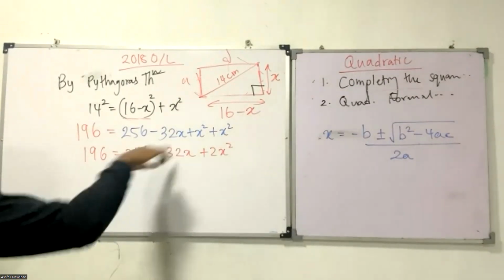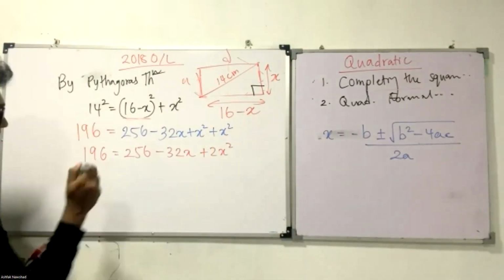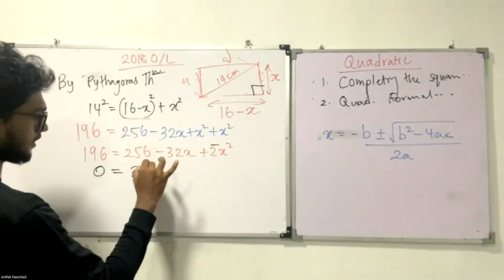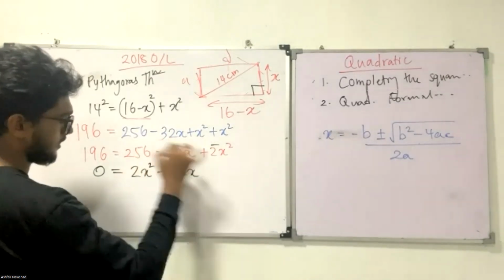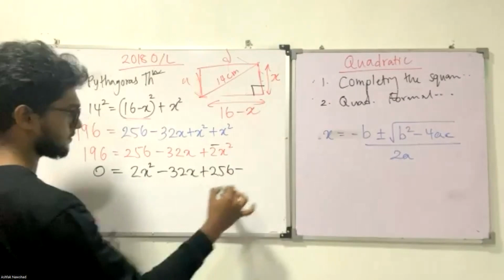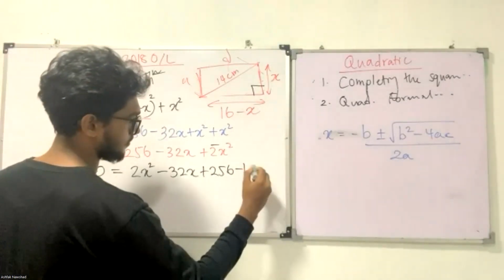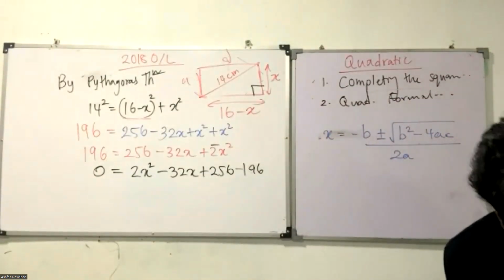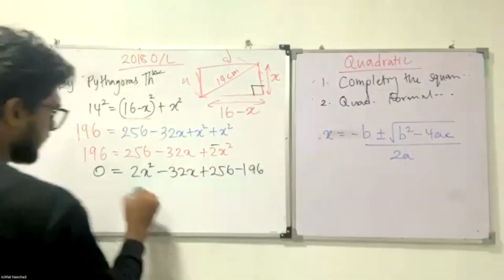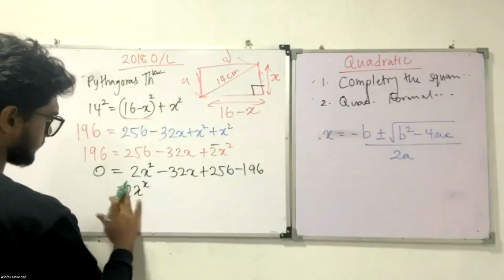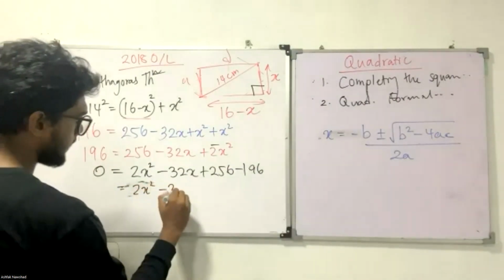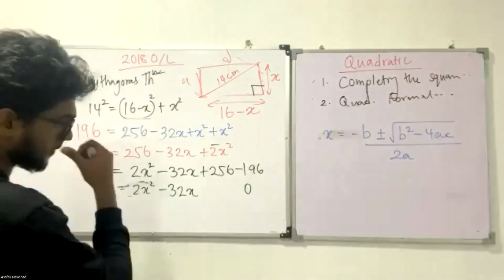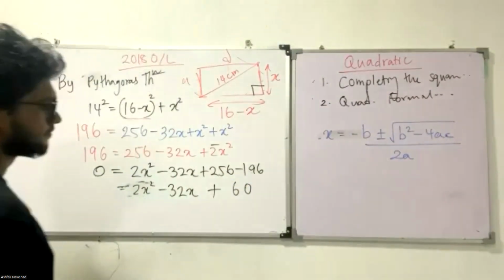Now I'll bring this 196 to this side to make one side 0. We'll definitely have to make one side 0. I'll write this term in front, 2x squared minus 32x, plus 256 minus 196. Right now, see, 2x squared minus 32x. What is 256 minus 196? It's 60.